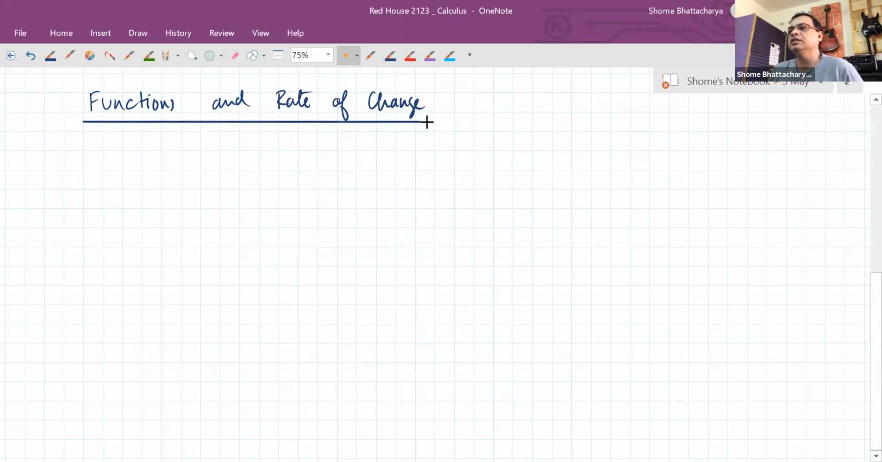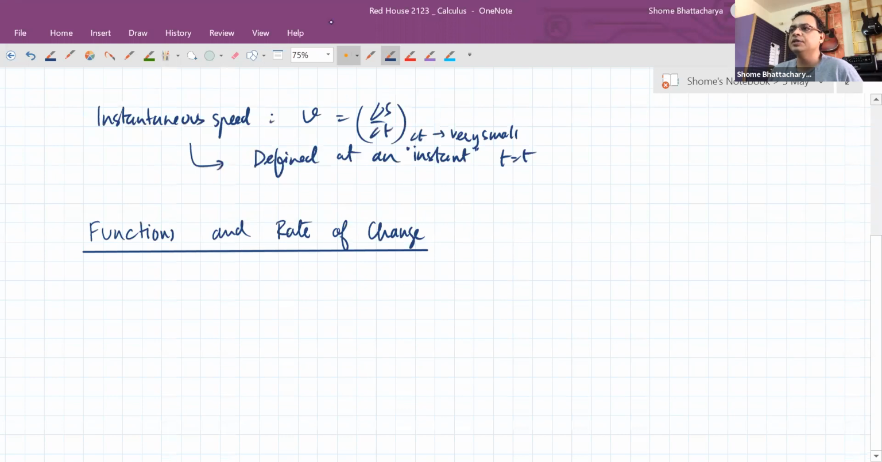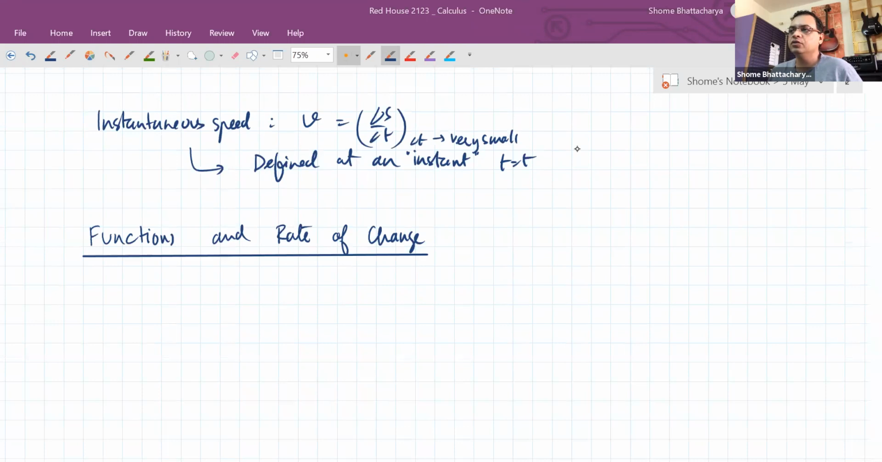So we will make these definitions for rate of change more general. It's not going to be applied only to the situation of instantaneous speed and average speed, but rather it will be defined for a general relationship between any two physical quantities. For example, we know that force is equal to the rate of change of momentum with respect to time. Or we know that acceleration is equal to the rate of change of velocity with respect to time.